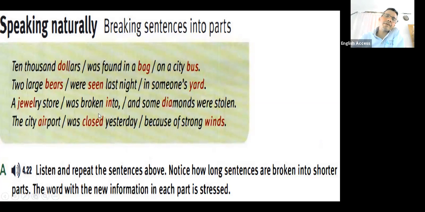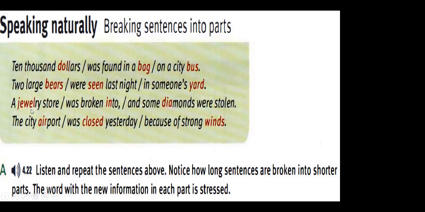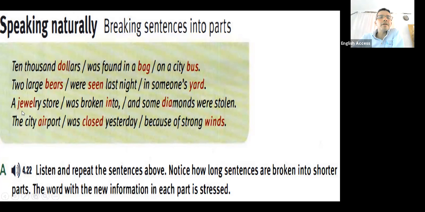Okay, one more time. I'm trying to pronounce the correct way. A jewelry store was broken into and some diamonds were stolen. Okay, Felix, how do you pronounce this word?